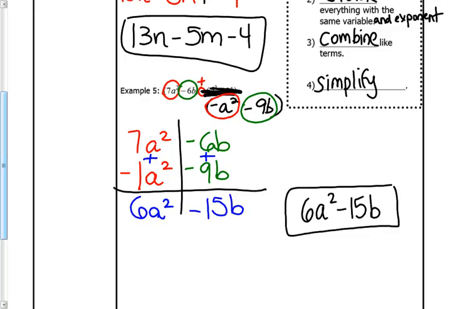All right, and that is how you add or subtract polynomials. Remember, if you see the subtraction sign, you've got to change the subtraction to addition, and then change all the signs on the right-hand side. And we know it's addition or subtraction because between our parentheses, we will see either a plus or a minus sign.